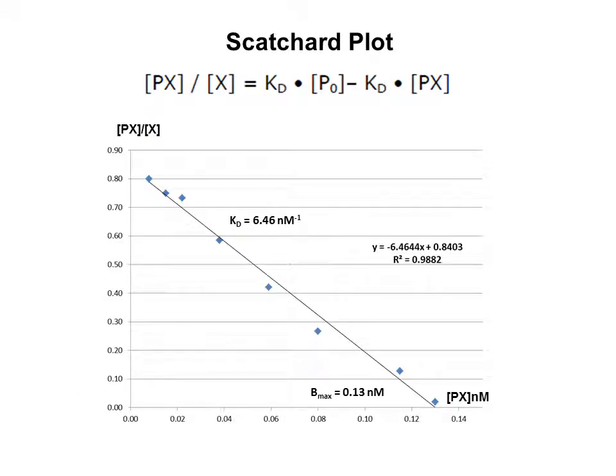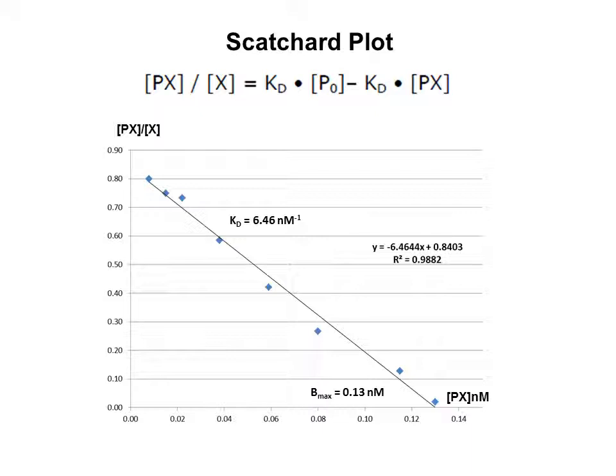Let's look at the Scatchard plot of the data that we've looked at before. Remember, the Scatchard transformation plots PX divided by X against PX. And as you can see, you obtain a reasonably straight line with the square of the correlation coefficient of 0.9882. Please refer back to the biostatistics course for the meaning of the correlation coefficient. This means that the data can be reasonably well fitted to a straight line. The slope of this line gives you the dissociation constant or affinity constant as 6.46 nanomolar to the minus 1. The cutting point with the x-axis is Bmax, because that's when PX divided by X is 0, as X approaches infinity. Bmax in this case is 0.13 nanomolar.